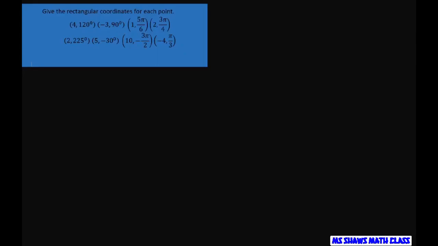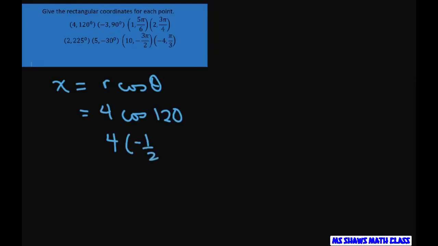So we know that x equals r cosine of theta. So this is going to equal 4 cosine of 120. And so this is going to be 4 times negative 1/2, which equals negative 2.